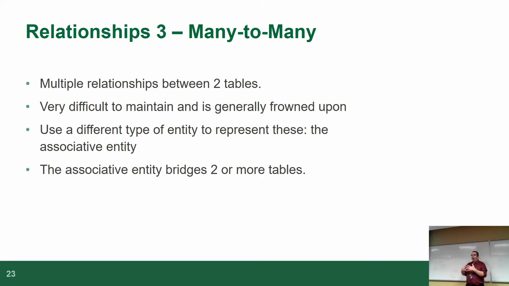To be able to do a many-to-many, we have something called an associative entity. In other words, we create an artificial entity that sits in the middle as a bridge between the two.